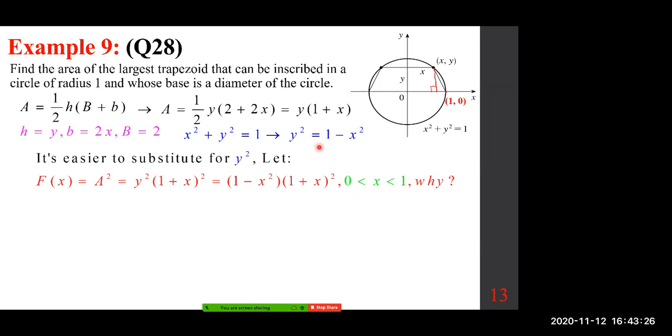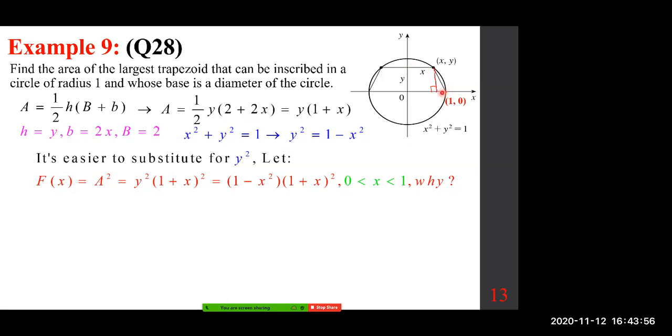Now, x is between 0 and 1. I hope everybody understands why, because this is 0 and this is 1. The circle has a radius of 1. So there is no way that you can have x to be 1. X must be less than 1.